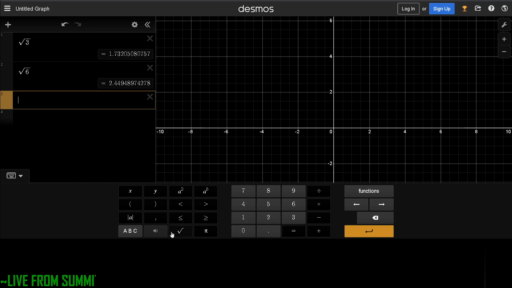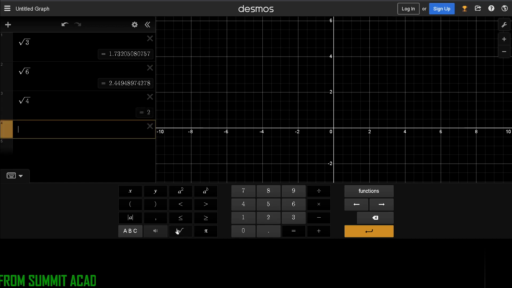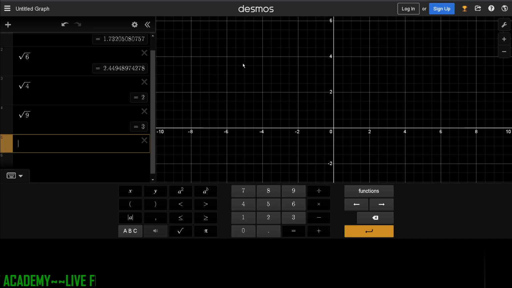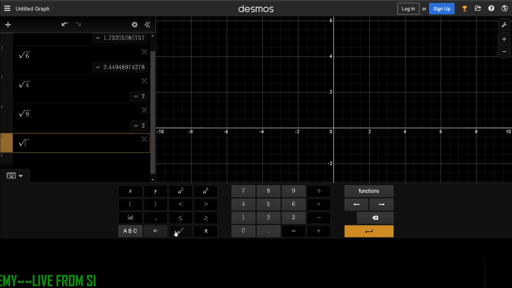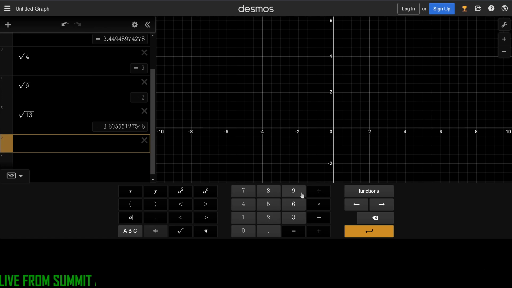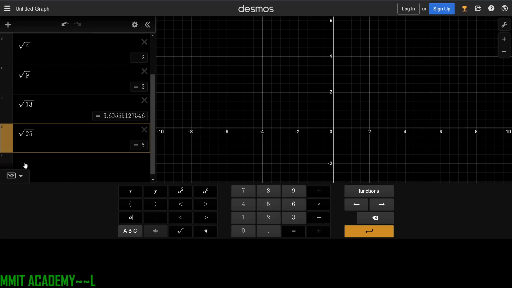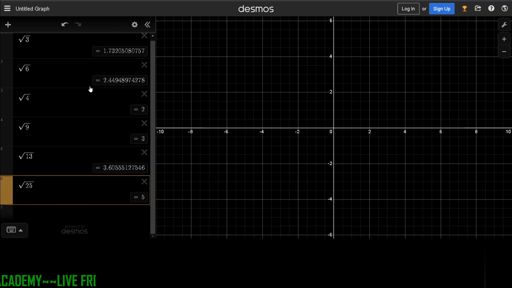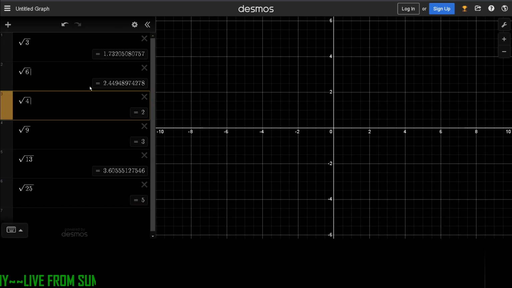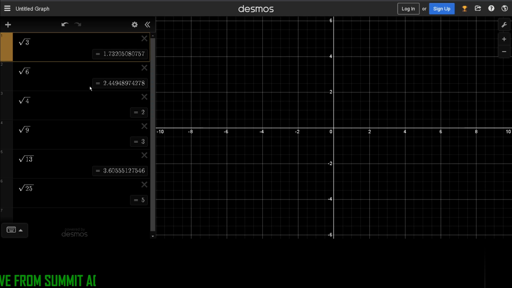I have to have the square root of 4, square root of 9, square root of 13, and lastly, square root of 25. So find each of those square roots, and you want to order these from least to greatest. And notice how 3 of them have whole numbers, and 3 of them have decimals. So make sure you're taking those decimals and placing them on the number line.